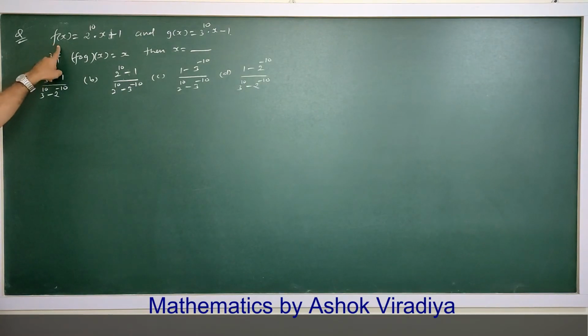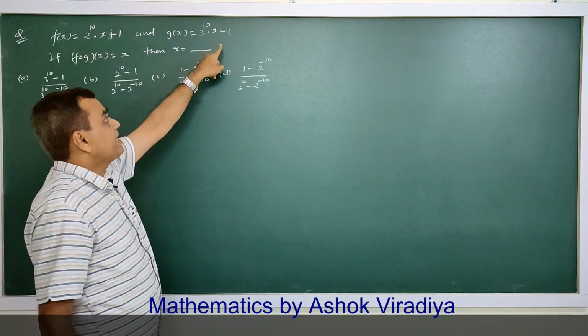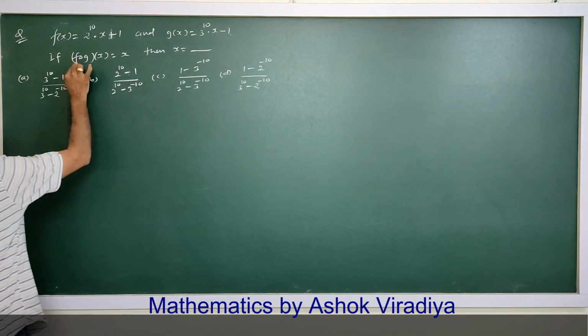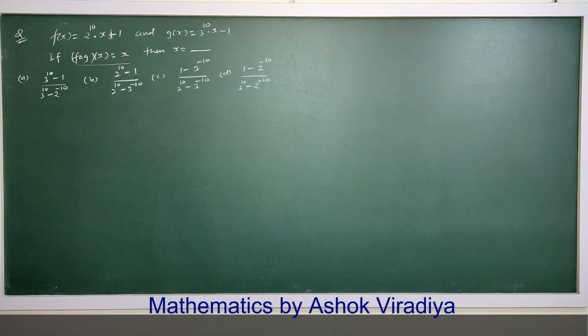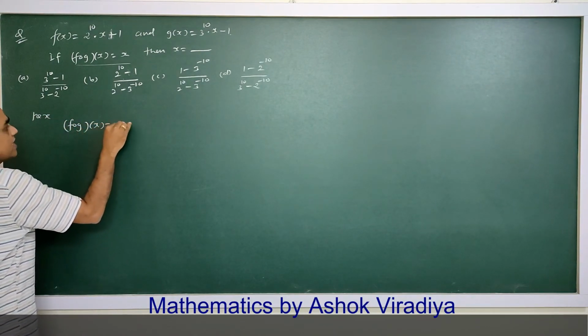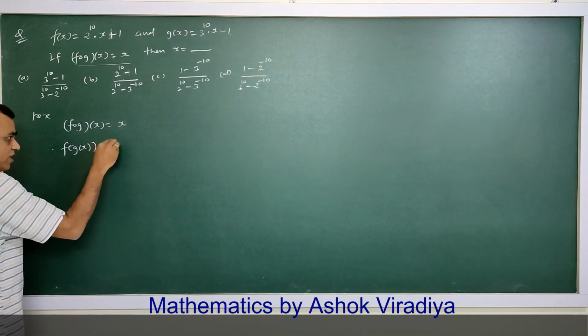So here f(x) is given as 2 raised to 10 into (x plus 1) and g(x) is 3 raised to 10 into (x minus 1). And f o g of x is x. What is the value of x? That is the question. Options are given. So here f o g of x is x, that means f of g(x) equals x.